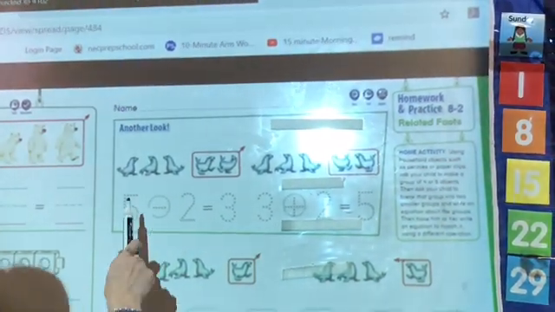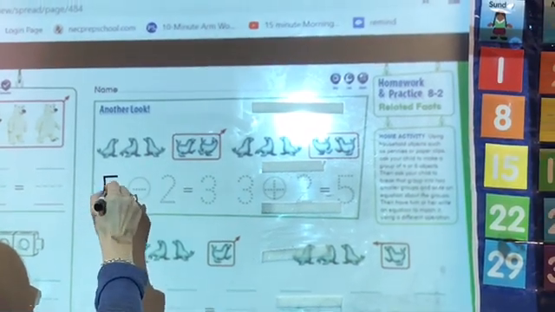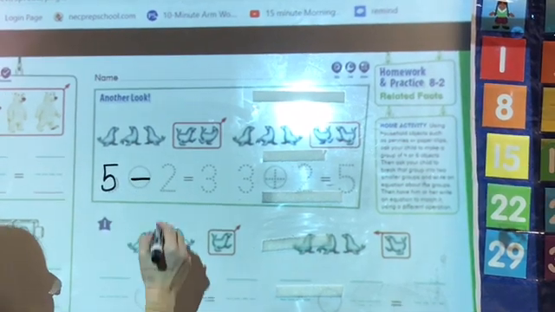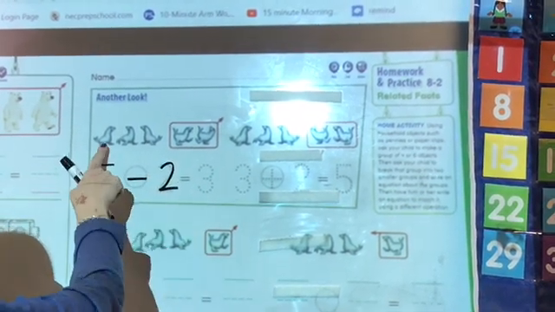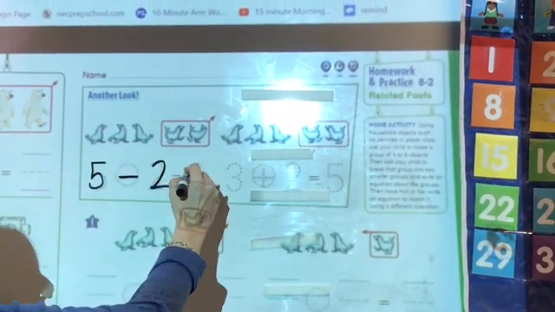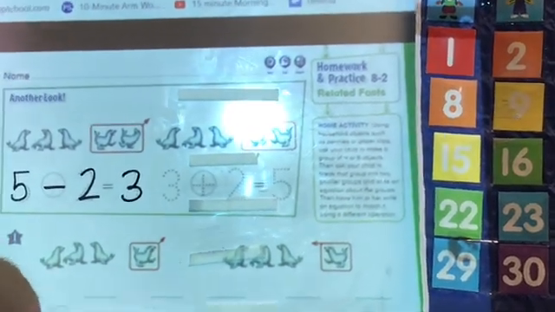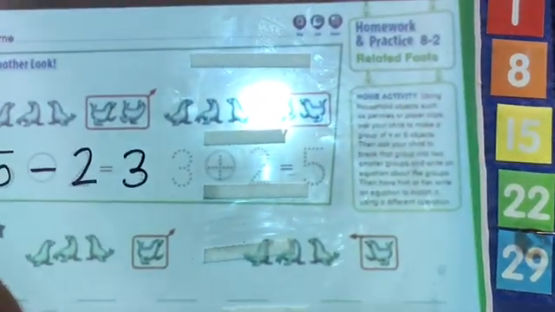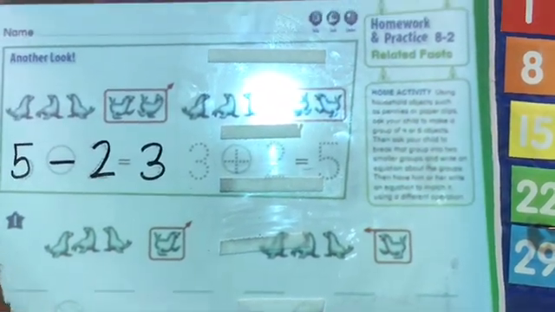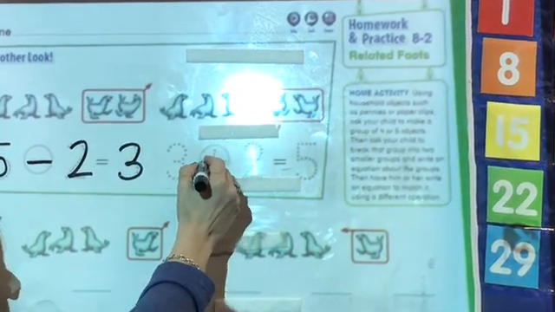Let's make sure we have 5 seals. 1, 2, 3, 4, 5. We do. And it says that 2 leave. We know that's take away or subtraction. How many are we left with? Those are gone. 1, 2, 3. 3 are left. The second part of this equation, there are 3 seals playing and 2 more seals join them. How many seals are there in all? Look at your arrow, and join means add. Add 2. You know you're going to add.